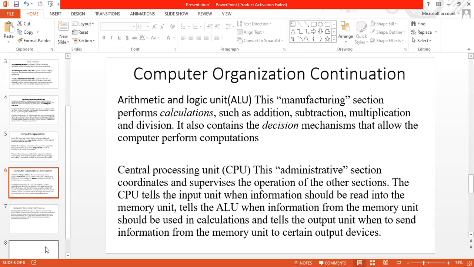Now, also we have what is called the arithmetic logic unit. This is the manufacturing section. I talked earlier about preparing food in our kitchen. The process of me cooking the rice, mixing those ingredients together, igniting the fire, that is processing. That is, I am trying to manufacture things.